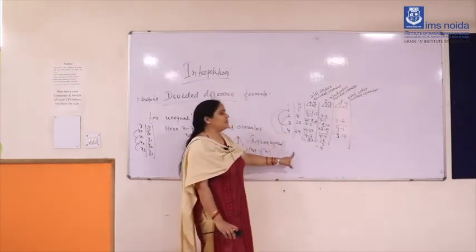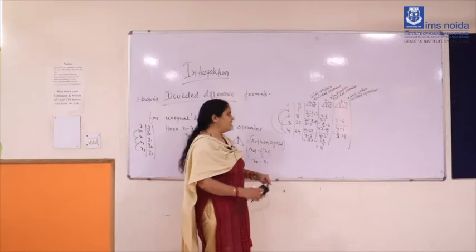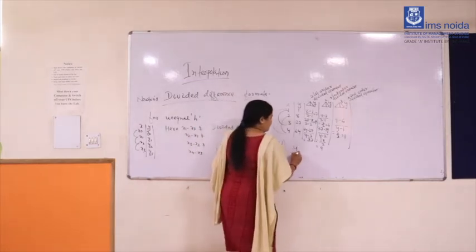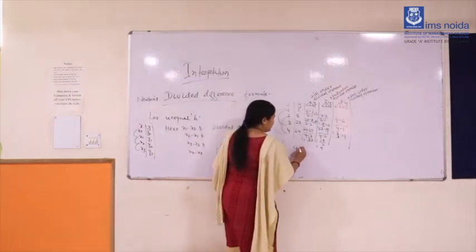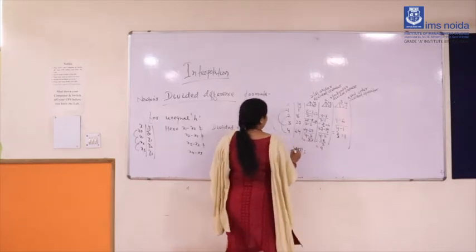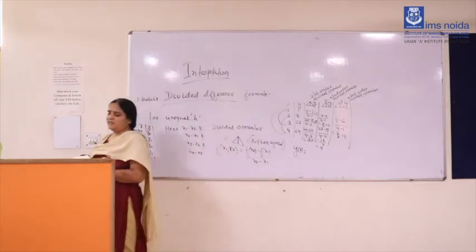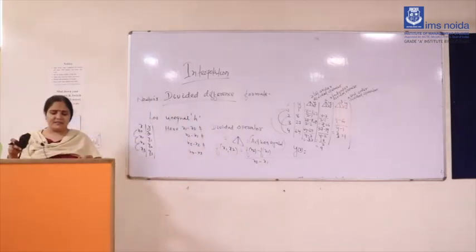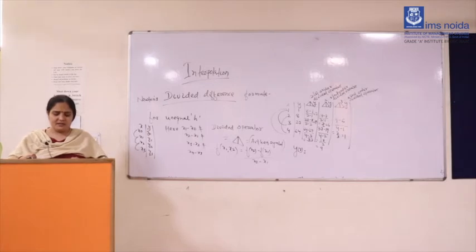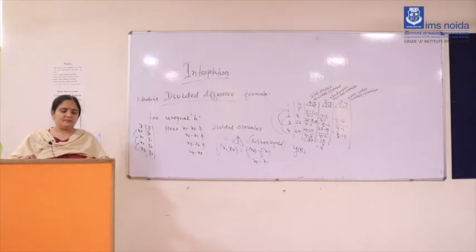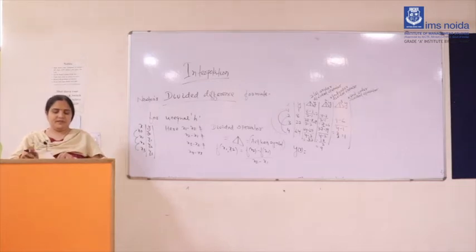In this way you can calculate the divided difference table. Now suppose it is asking for f(x). This is the formula of f(x), so that we can calculate. First you will write f(x) equals.